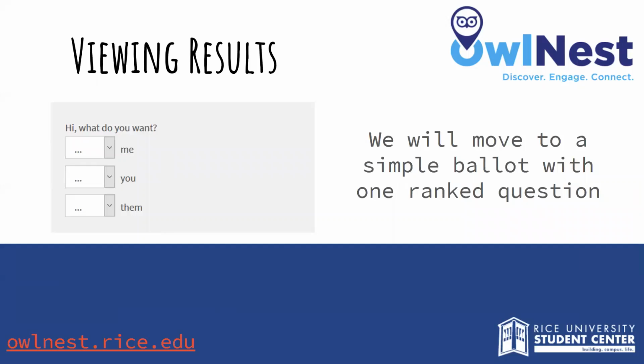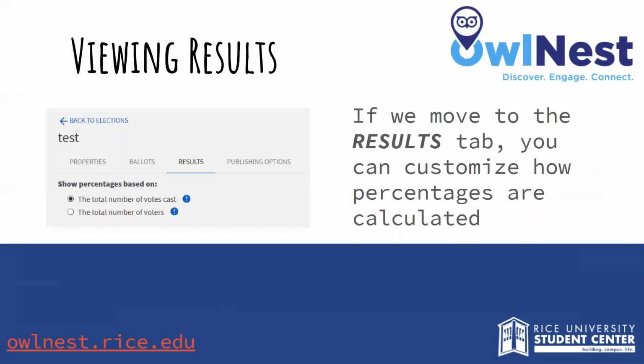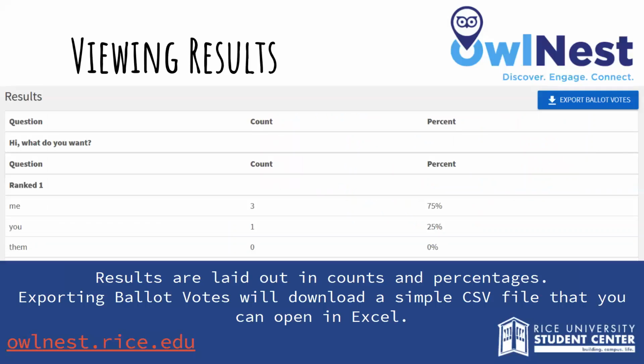Now we'll move on to viewing results. And for this part of the example, we'll move to a simple ballot with one ranked question. If we move to the Results tab of your election, you can customize how percentages are calculated. And the results are laid out in counts and percentages. You can also export ballot votes. This will download a simple CSV file you can open in Excel.